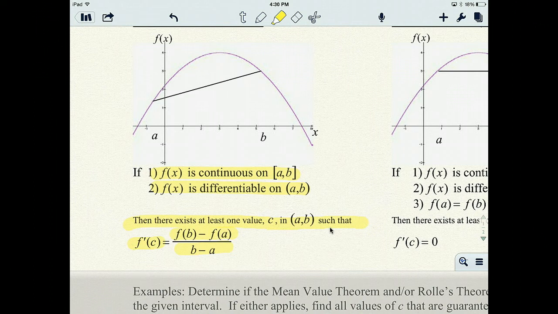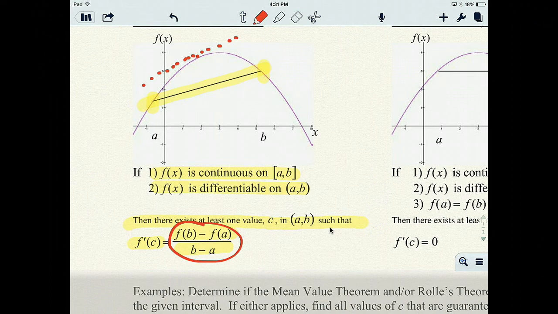To make a long story short, what this really means is that if I take the slope of the whole interval, taking the beginning and the end, for example, here's A and here's B, there has to be another point in this interval, in this case maybe right here, that has the exact same slope as the whole thing.